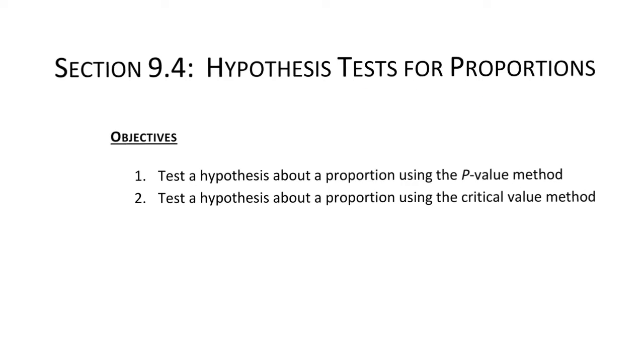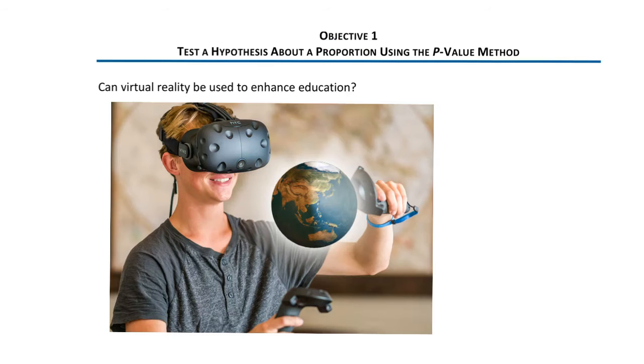In Section 9.2 and 9.3, you already learned Hypothesis Test for Population Mean. So, this section is Hypothesis Test for Proportions and it has two objectives. Test a hypothesis about a proportion using the p-value method and using the critical value method. Objective 1. Test a hypothesis about a proportion using the p-value method.